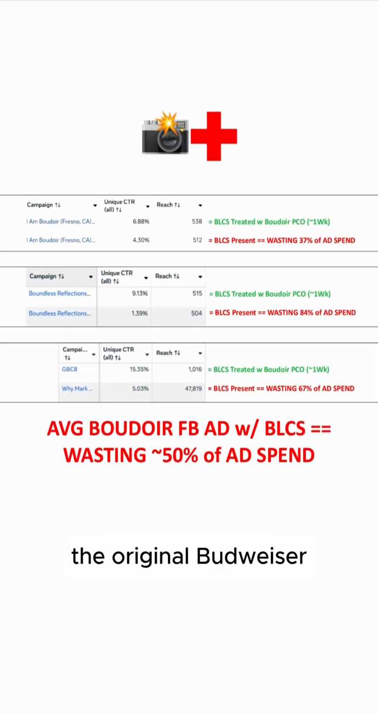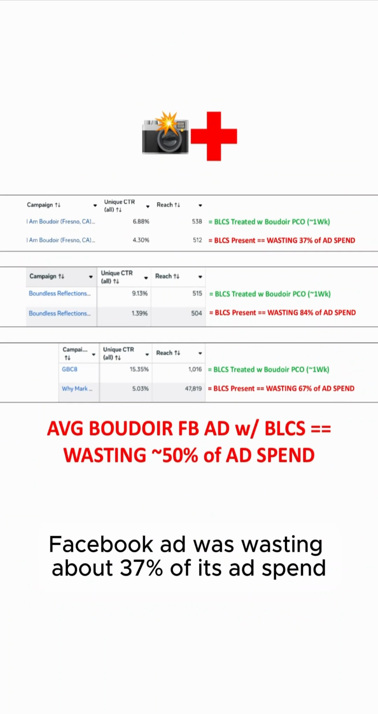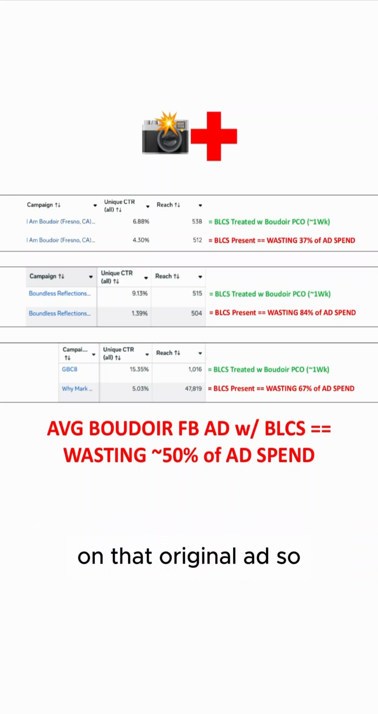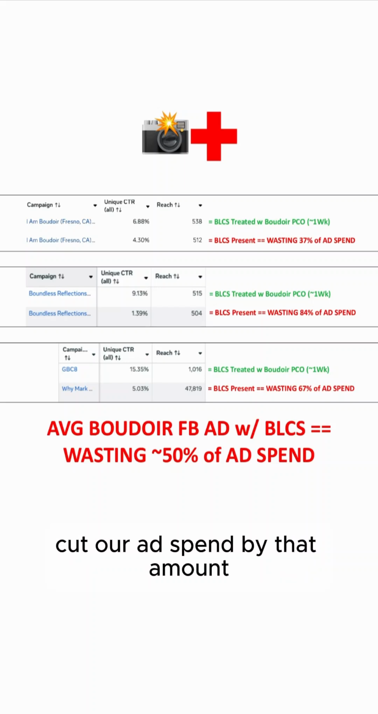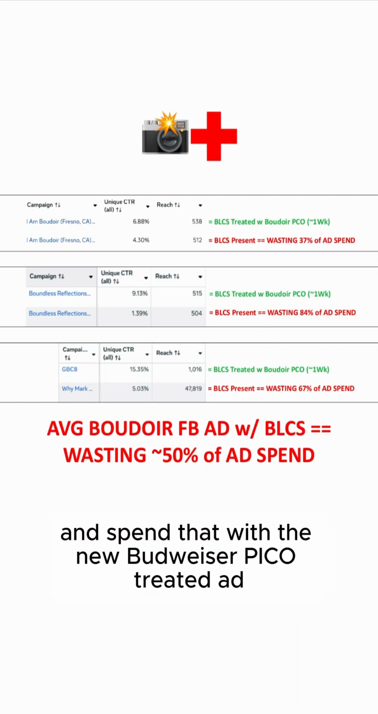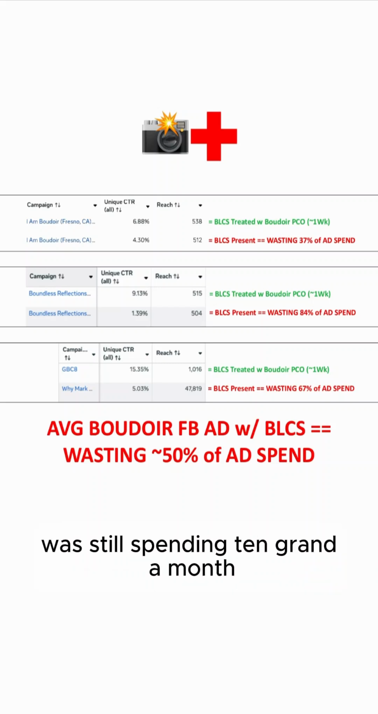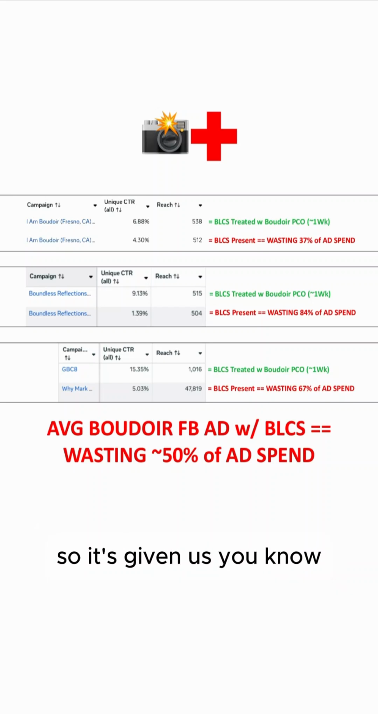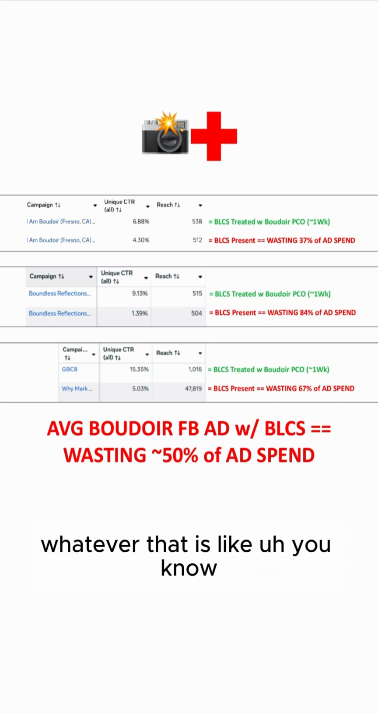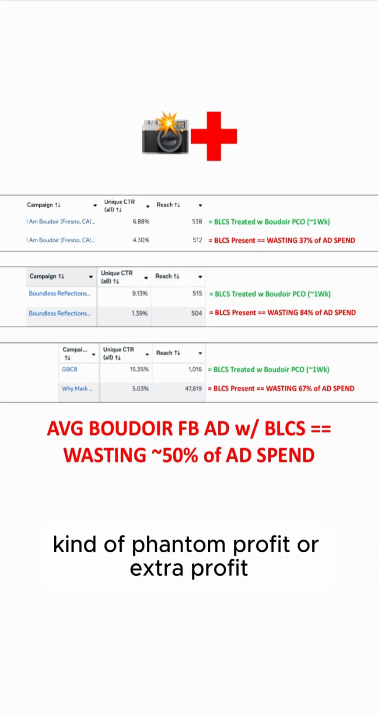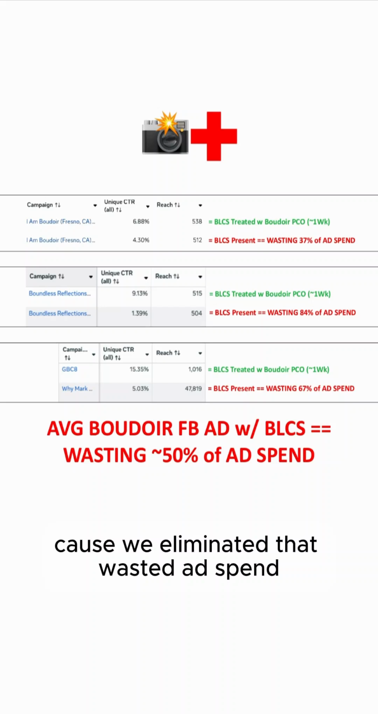So we found out the original Boudoir Facebook ad was wasting about 37% of its ad spend. If they're spending 10 grand a month on Boudoir Facebook ads, basically 3,700 bucks a month was being wasted on that original ad. So we can cut our ad spend by that amount, pocket it, only spend 6,300 bucks a month, and spend that with the new Boudoir Pico treated ad, and we're able to get our ad into the same number of women's brains as if the original was still spending 10 grand a month. So it's given us 3,700 bucks a month times 12, whatever that is, like 40 grand a year in kind of phantom profit, or extra profit, because we eliminated that wasted ad spend.